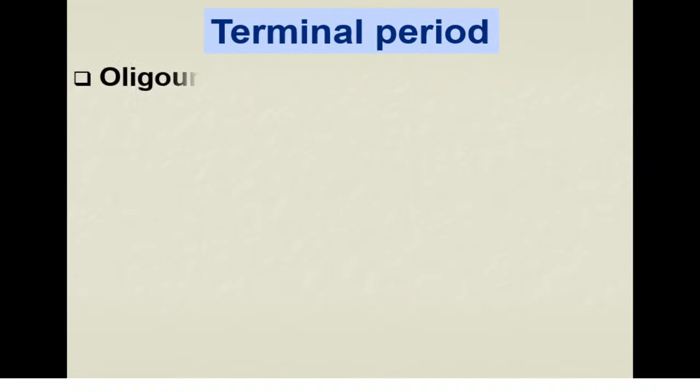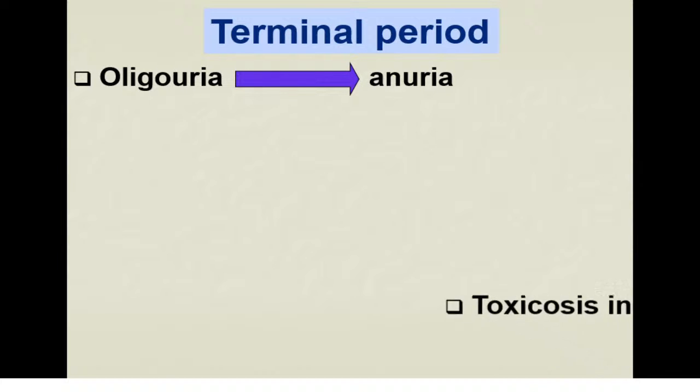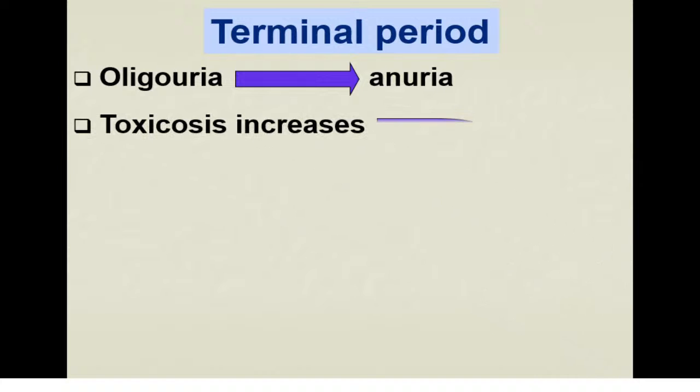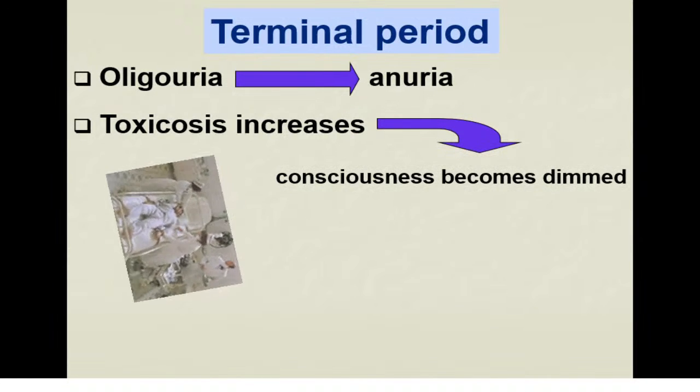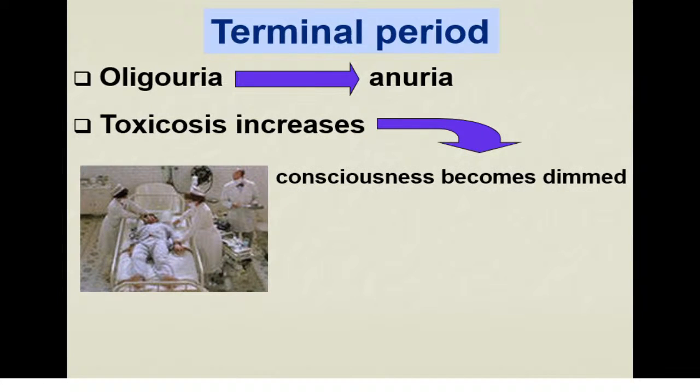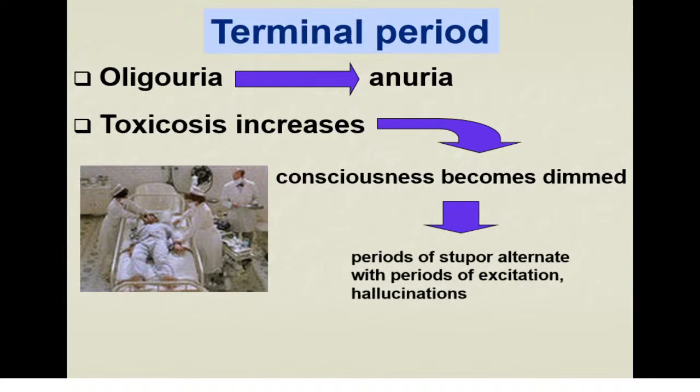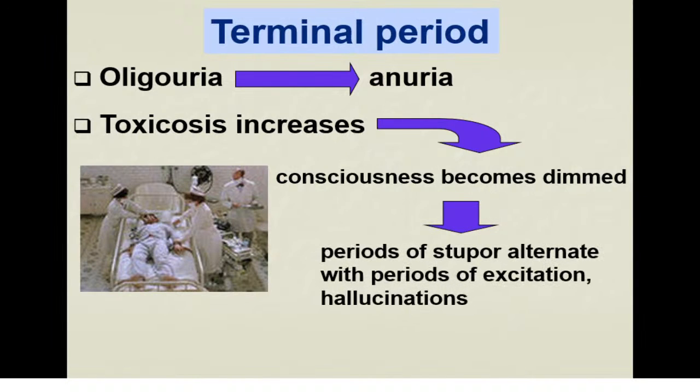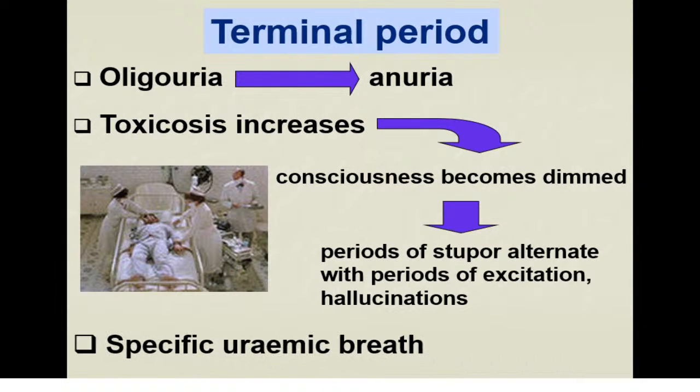The terminal period of renal failure is manifested with a progressive decrease of diuresis to complete anuria. As a result, there is progressive intoxication, which is manifested with progressive disordered consciousness from irritation, depression, then stupor, sopor, and coma. From the patient there will be a specific uremic breath, from breathing and from the skin.